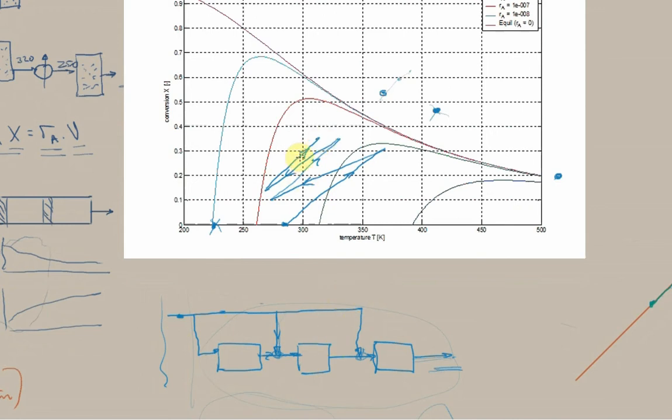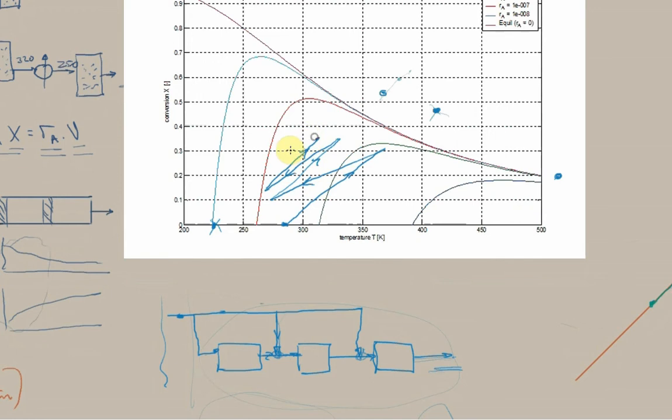And so the conversion is staying low, which means we are also staying in the high reaction rate region. And so we get small reactors here. So this way we are able to convert a large amount of reactant in a relatively inexpensive set of reactors. It's just that we do need an extra separation step.